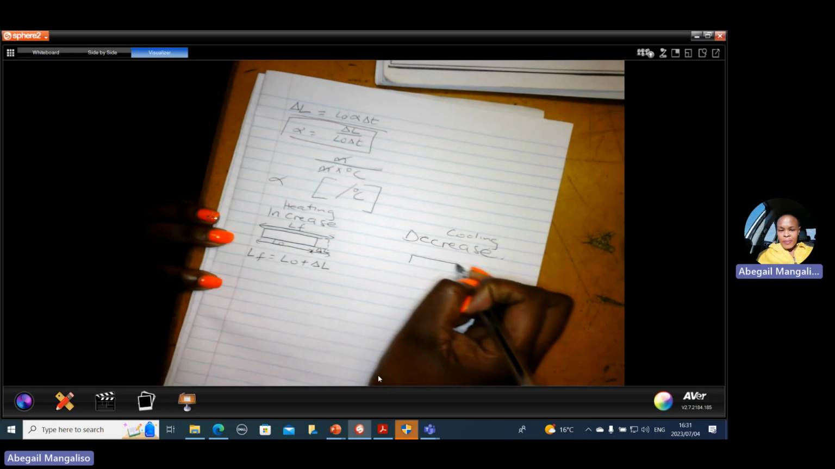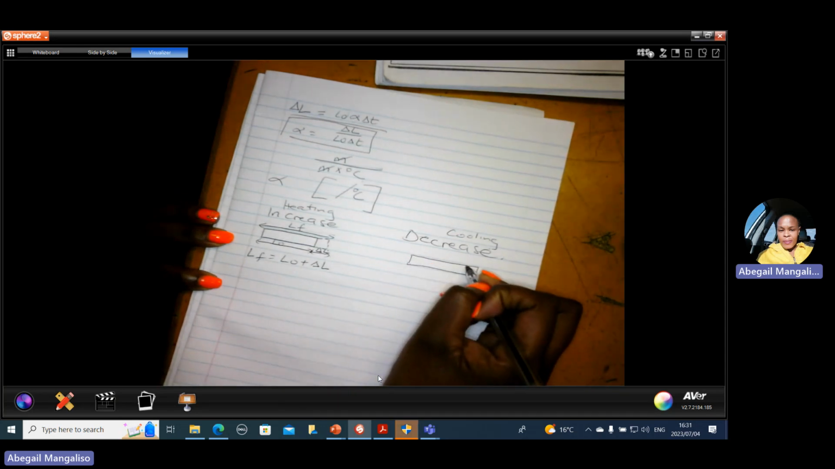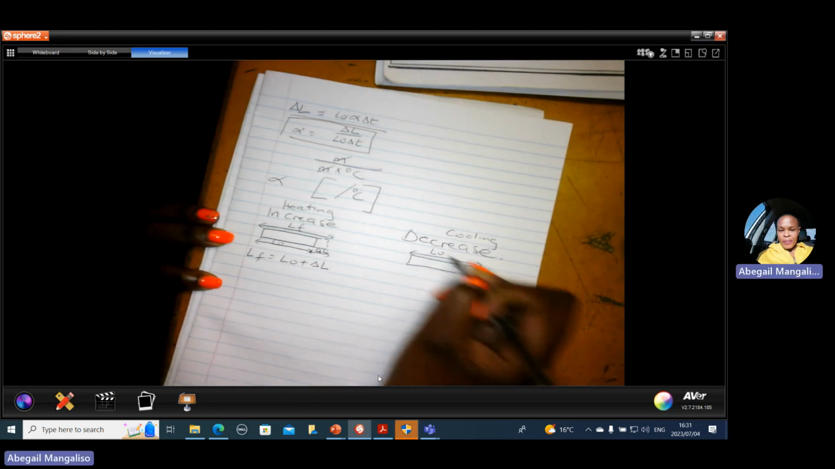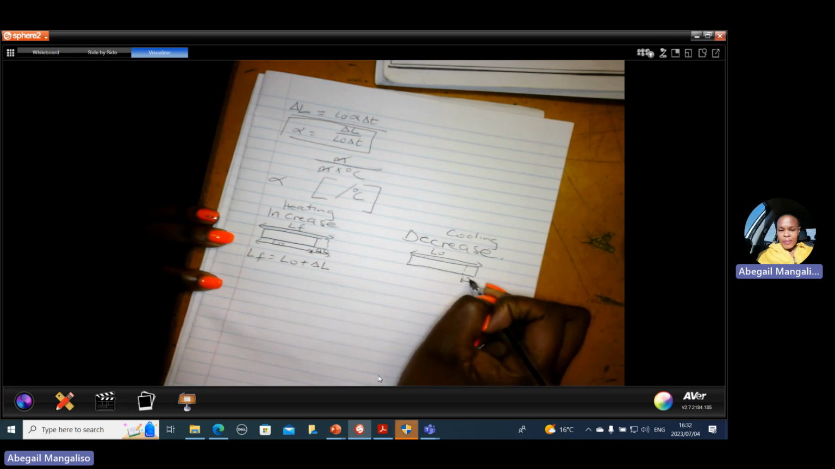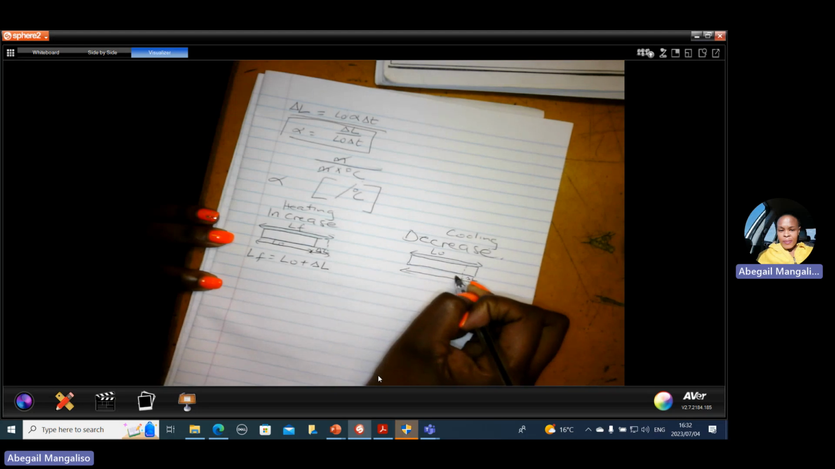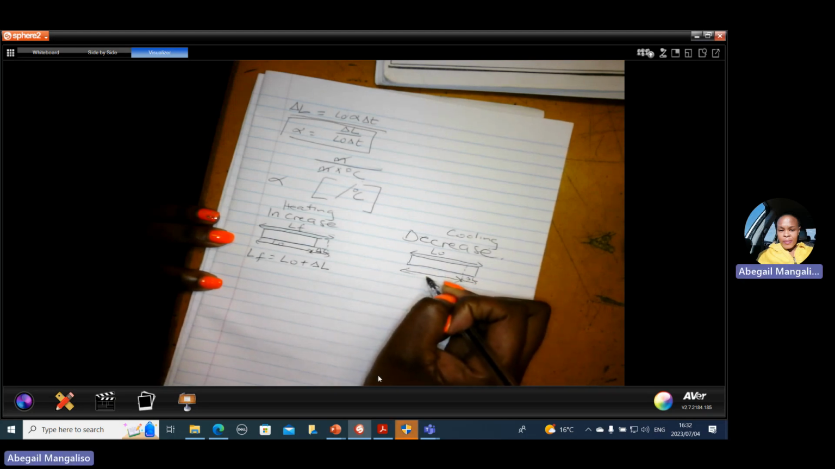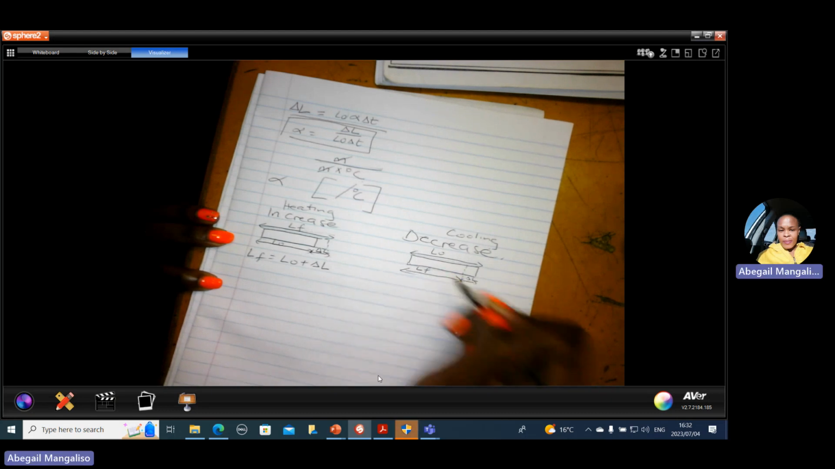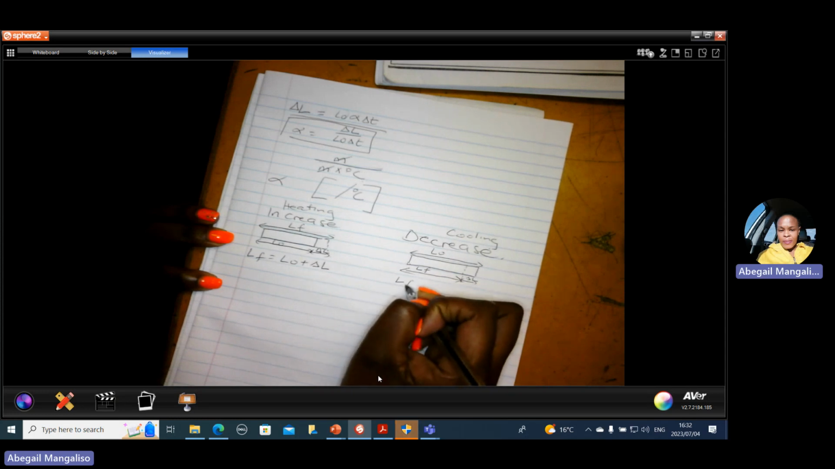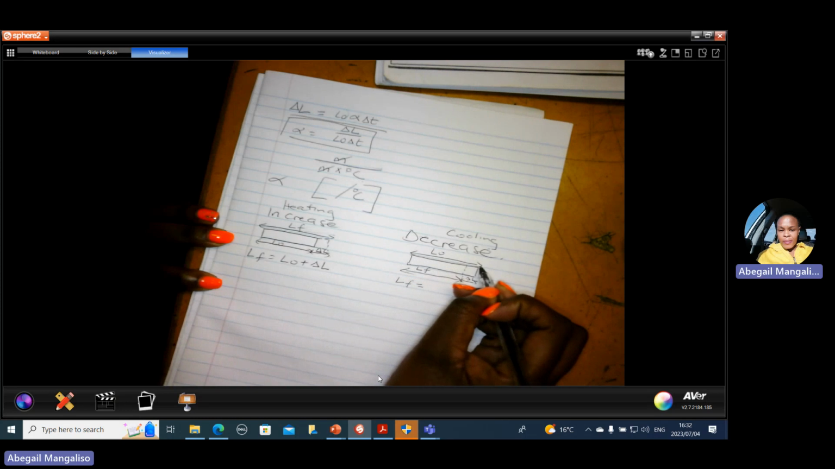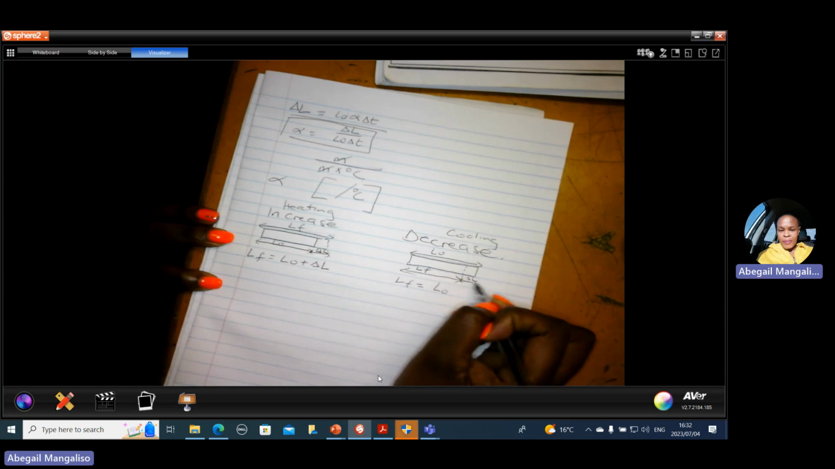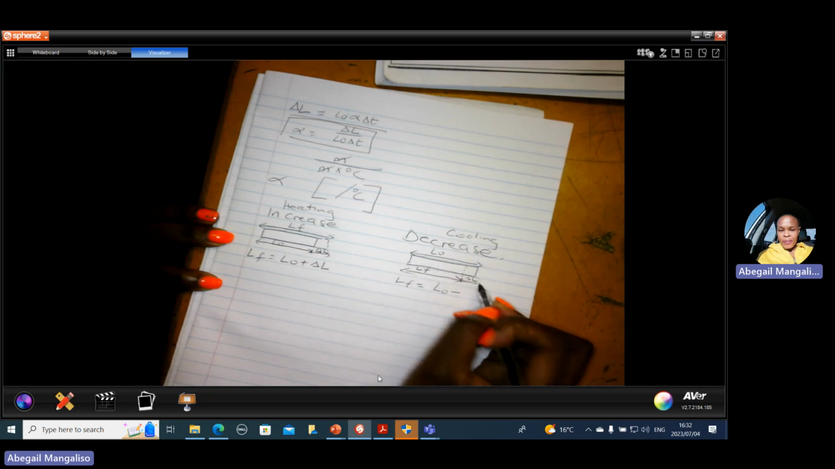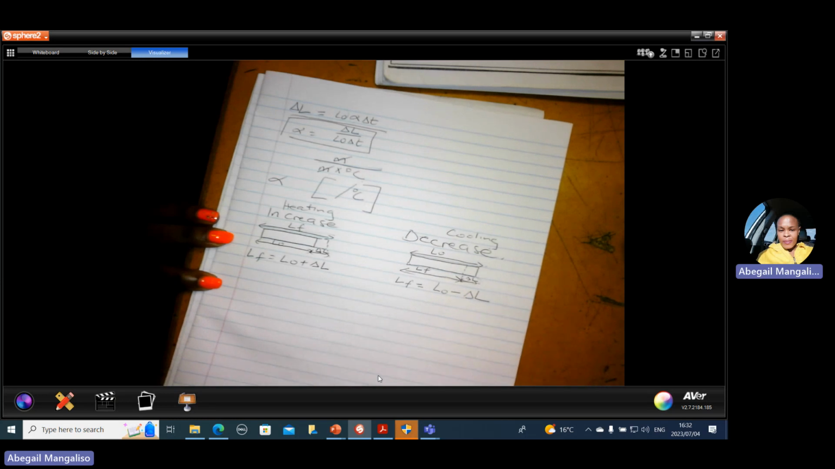But if it's decreasing, that means it's coming from bigger dimensions to smaller dimensions. So it will come from its original, which is LO, and this space here will be delta L, and it will end up having a shorter size. Now this shorter length will be LF. So LF will be equal to the bigger length, which is LO, minus this one, because to get LF is this distance minus this one. So it's minus delta L.